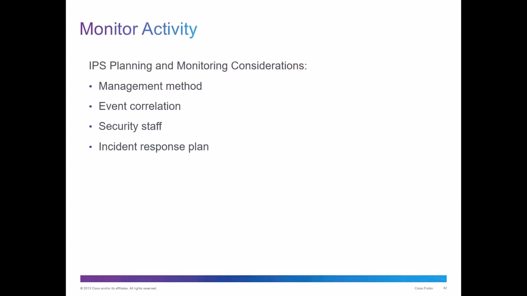Now, how do we manage and monitor the IPS? There are four different methods that you should consider: the management method, the event correlation, the security staff, and the incident response plan. So how are you going to manage the IPS, especially in the very beginning? Event correlation means when there are attacks from different locations coming at the same time. That's why an NTP network, the Network Time Protocol, should be set up where everything is timestamped so you'll know exactly where everything is coming from.